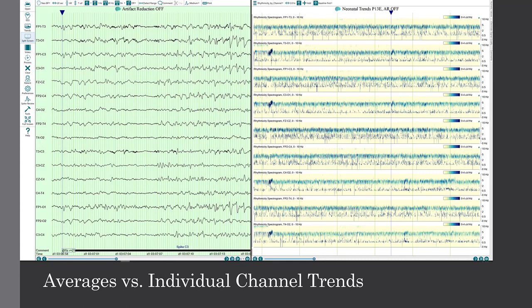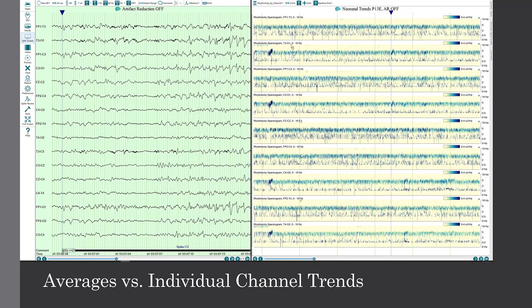Now, having said that, we can combine channels into groups of channels like left and right hemisphere or by quadrant to help make a more compact display with different types of trends to look at the EEG in different ways. Here we're looking at rhythmicity by channel. We're going to look at what creates this or how this works. But here we're doing individual channels.